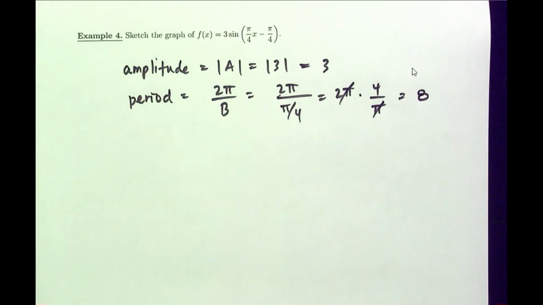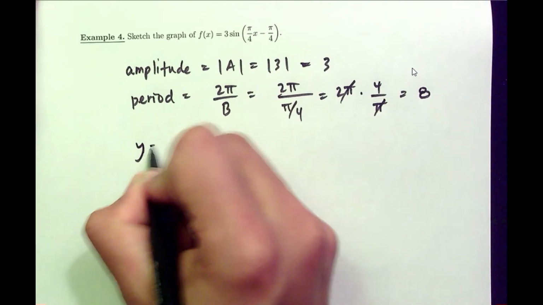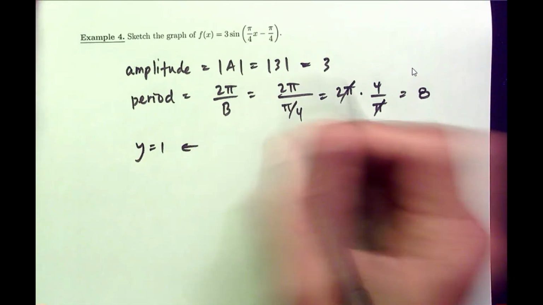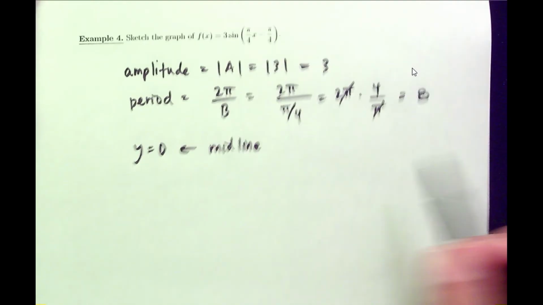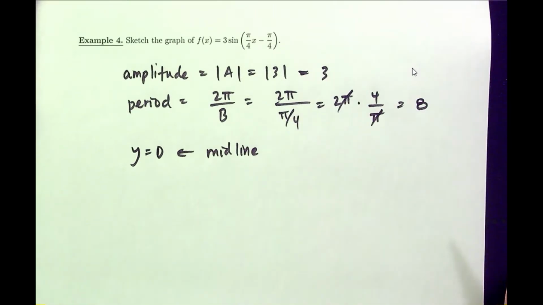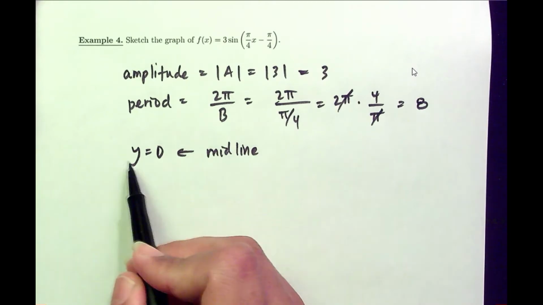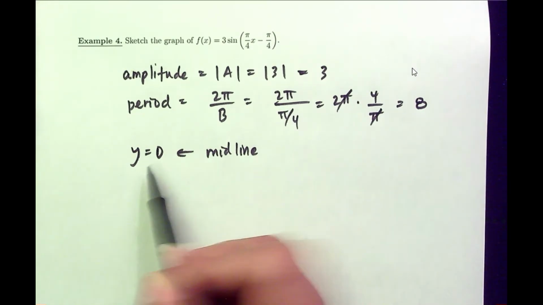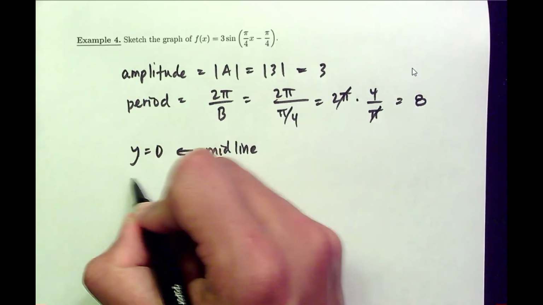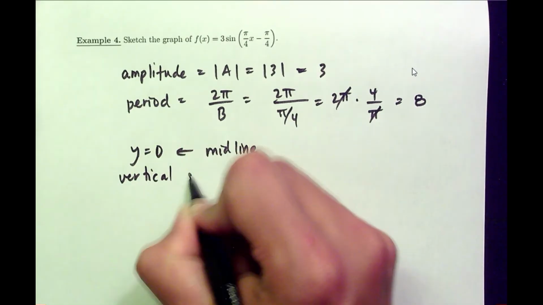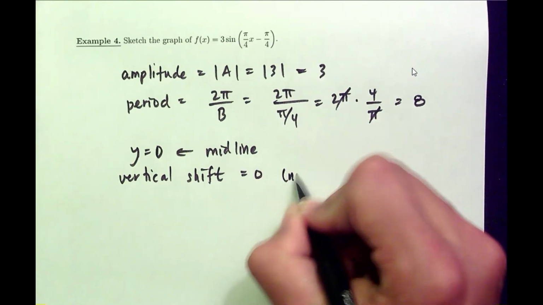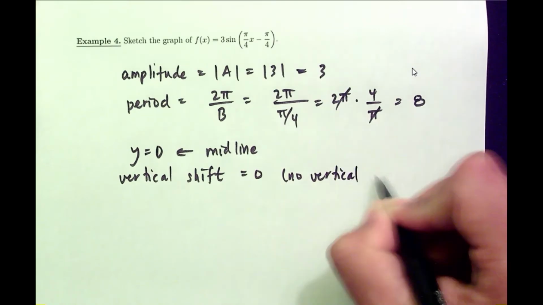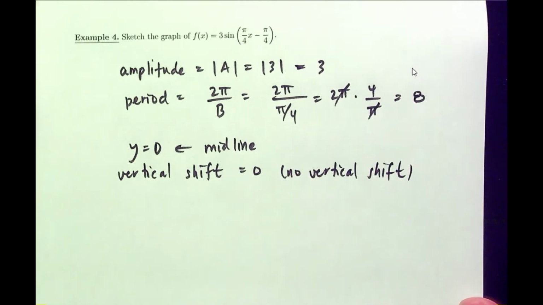Okay, what else did we find in the other one? The midline. In this case, the midline is 0. The midline is y equals d. There is no d in this equation. So what that means is that the x-axis, the line y equals 0, is actually the line that passes right through the middle. So the vertical shift, which is another interpretation of the d, is 0. So in other words, no vertical shift. The original graph is not moved up or down.